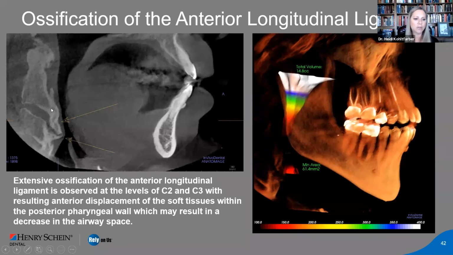Again, we can have ossification of the anterior longitudinal ligament. So we do have a ligament that runs anterior to our cervical spine. This can start to ossify over time, and you can see that it has displaced those soft tissues anteriorly. We now have an obstruction within our airway space. So definitely that can happen, and again, things that we want to look for.